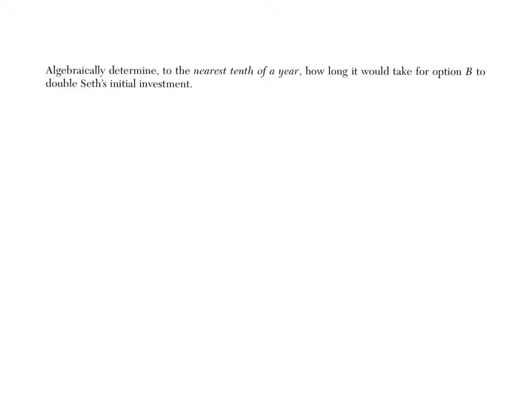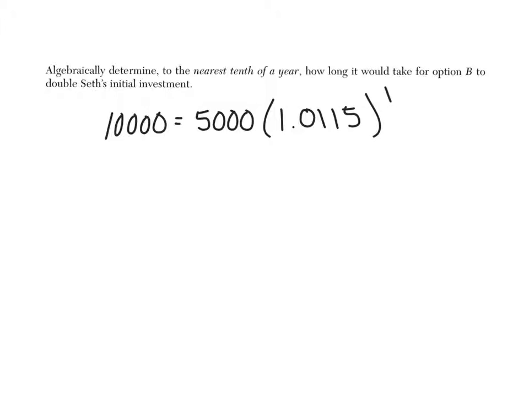And for part C, I think this is the most fun part of the problem. We're going to try to algebraically, and that's our favorite part, determine how long it's going to take for option B to double Seth's initial investment. And of course, his initial investment was $5,000, and if I double that, that makes $10,000. So I'm going to set that original function for option B equal to 10,000. And let's see what we get cooking. And we really get to showcase and show off our algebra skills here.